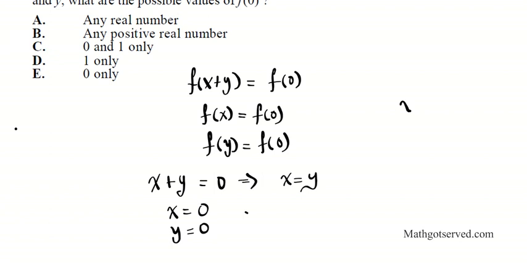Okay? So if you look at this, this equation implies basically that x is equal to y. Because if I have x plus y equals 0, x equals the negative of y, the opposite of y. Because if I subtract y from both sides, I'll have x equals negative y. Okay? So, what can satisfy these three equations?